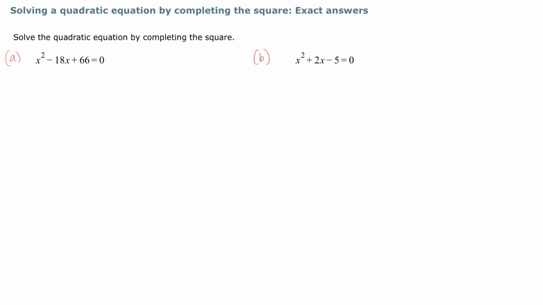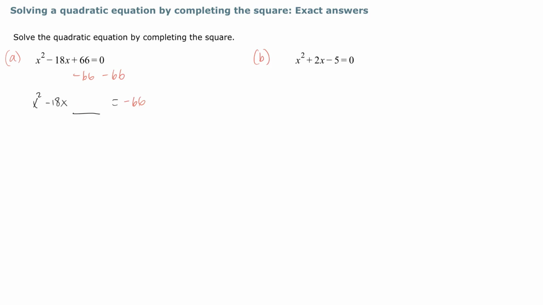Let's start by moving this 66 by subtracting 66 from both sides of the equation. And we're going to have x squared minus 18x, and then we'll have a blank space here, is now equal to -66. And in that blank space, we're going to complete the square. We divide this 18 by 2. We get 9. You take 9 and you square it. So you're going to add 81 here.